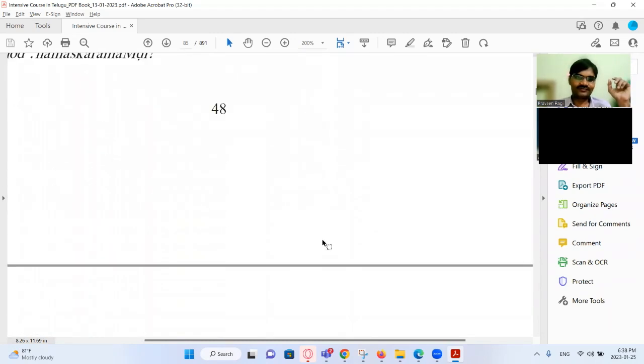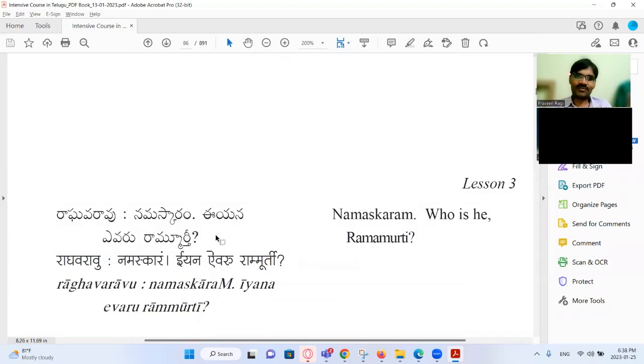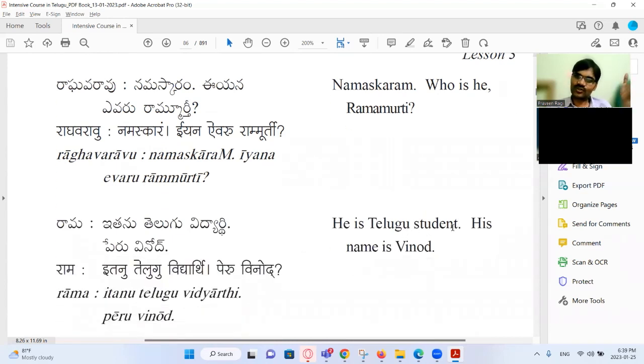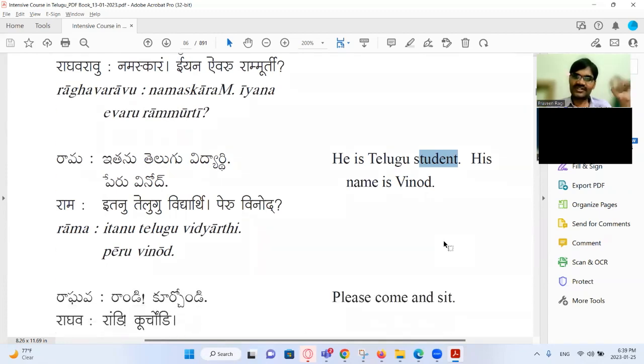Namaskaram, andi. Namaskaram, sir. Okay, next. Namaskaram. Iyana peer. Iyana evaru Ramurthi. Who is he? Who is he? Means iyana evaru. Similarly, who is she means? Can you try? Okay, so avida evaru. Avida evaru or ime evaru. Okay. Itanu Telugu vidyarthi. He is a Telugu student. So student means vidyarthi. Male student. Okay, male student. For female student, we will have ni ending. If she is female, we say ime Telugu vidyardini. Telugu vidyardini, that is the difference. His name is Vinod. Atani peru Vinod. Okay. So his means atani.